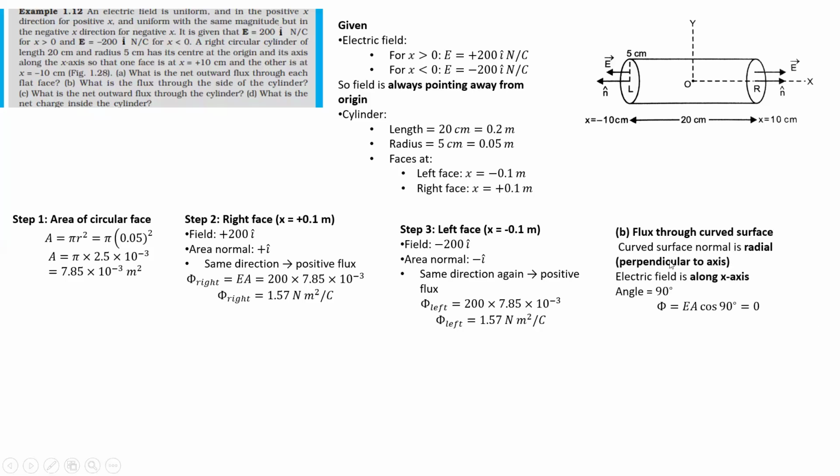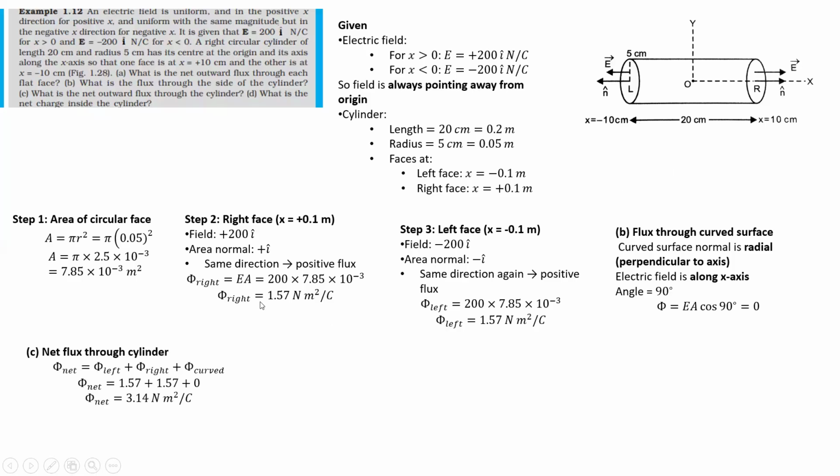Now, first the flux through the curved surface. The net flux through the curved surface means this one, right? The area vector is upward and the electric field is along the x-axis, so the angle theta is 90. Therefore, flux is equal to EA cos 90, equal to 0. So the curved surface is not contributing anything to the flux.